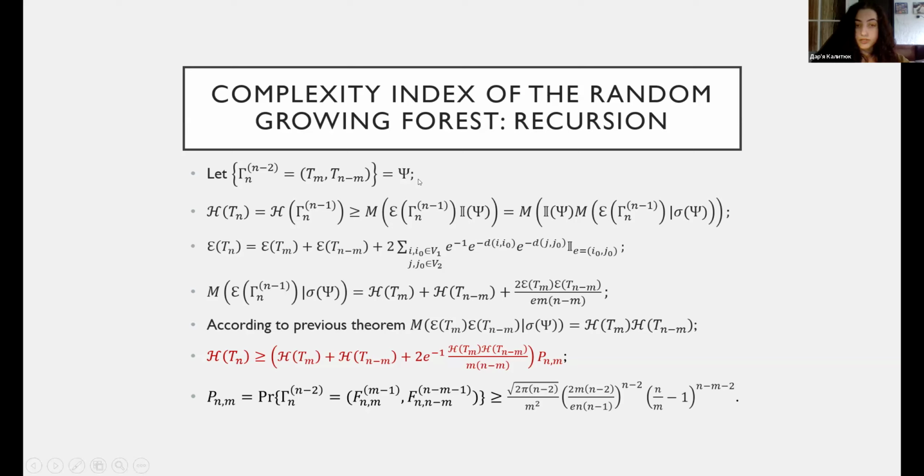Given that the indicator of this event is measurable with respect to the sigma algebra generated by this event, we can assess the expected value of the complexity index the following way. The next expression for the complexity index we have already seen while deriving the lower bound on the previous slides. Then we take the conditional expectation and, using the previous result about trees' independence, get the following assessment of the expected complexity index in terms of complexity indices of trees on the penultimate step.